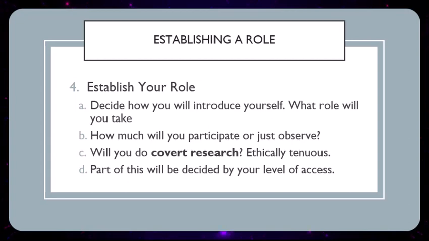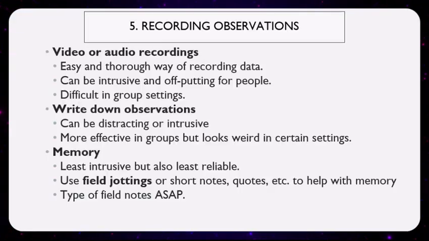Part of how we establish our role will decide what level of access we get. If we tend to be less participant, we may have less access. If we try to be more participant, we may have more access. Once we've gained access and established our role, we can begin recording our observations and collecting our data. And this can take a few forms.